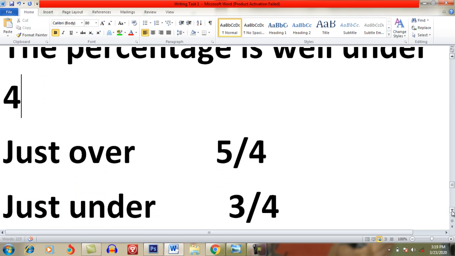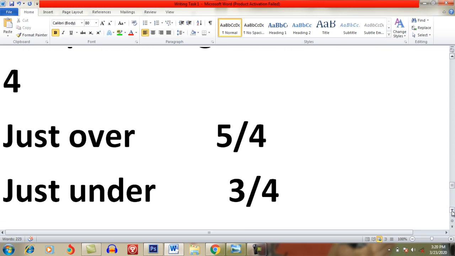You can also use the words just over. For example, you are talking about the figure 4 and the exact figure you are talking about is 5. So you can say this figure is just over 4. This figure is just under 4.